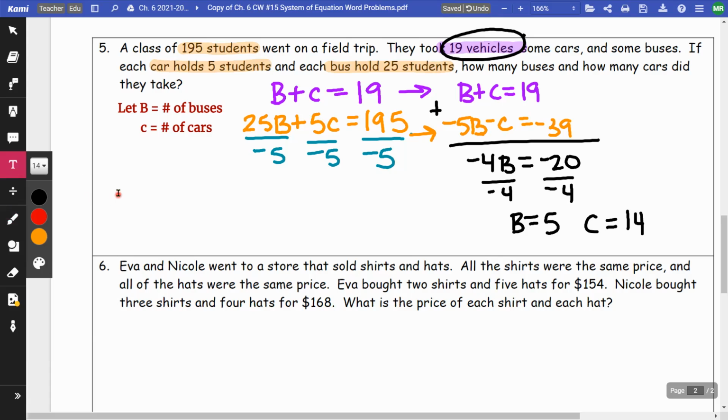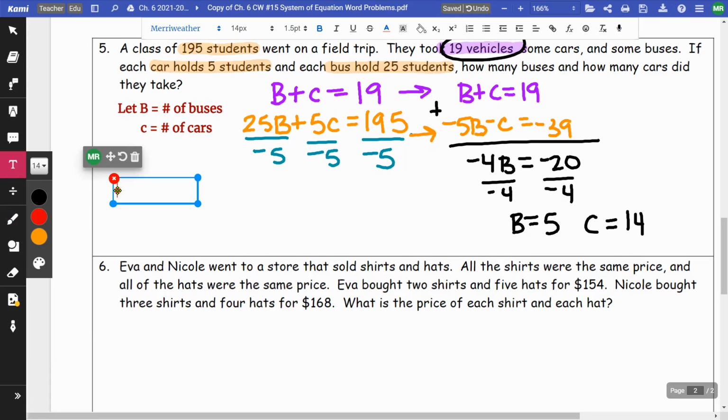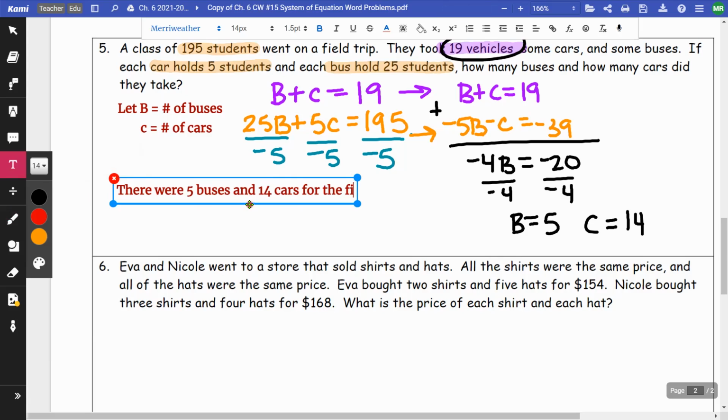So my sentence: there were 5 buses and 14 cars for the field trip.